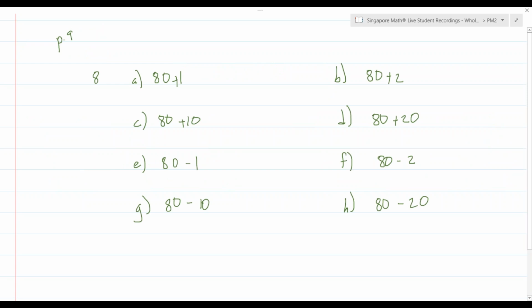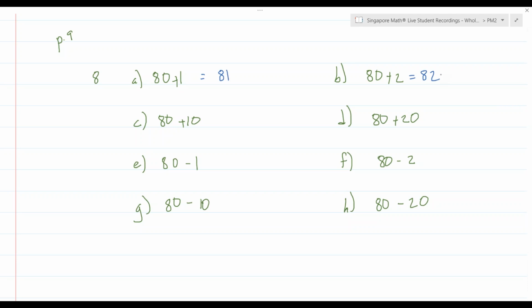Let's look at the other questions at the bottom of the page. They don't draw a picture, they just want us to think about it. 80 plus 1, we know that one, right? That's 81, that's an easy one. 80 plus 2, also easy. I have 8 tens and 2 ones, that makes it 82.